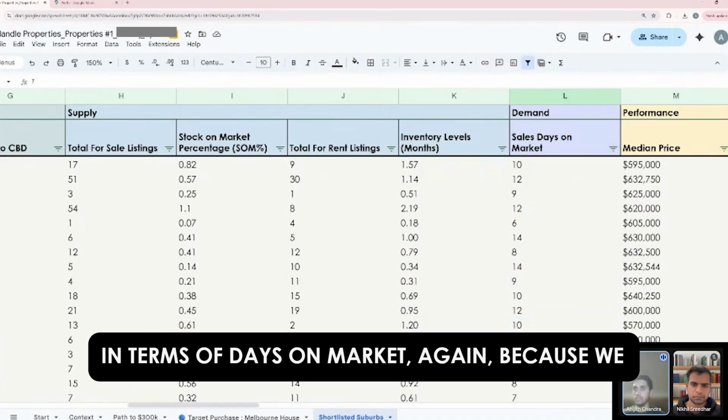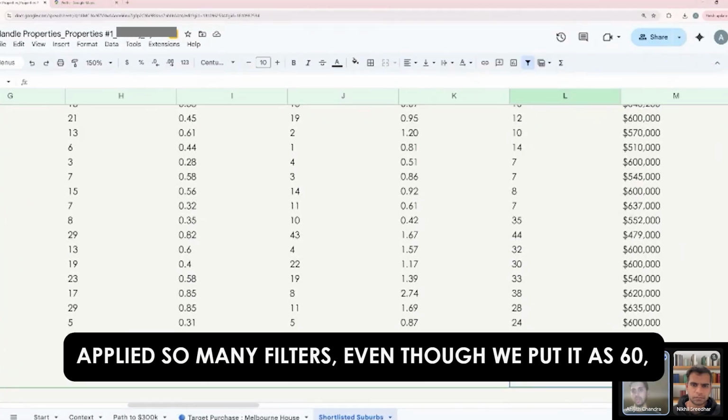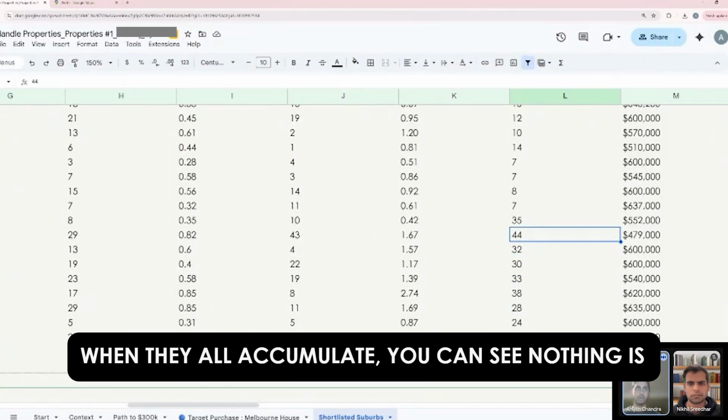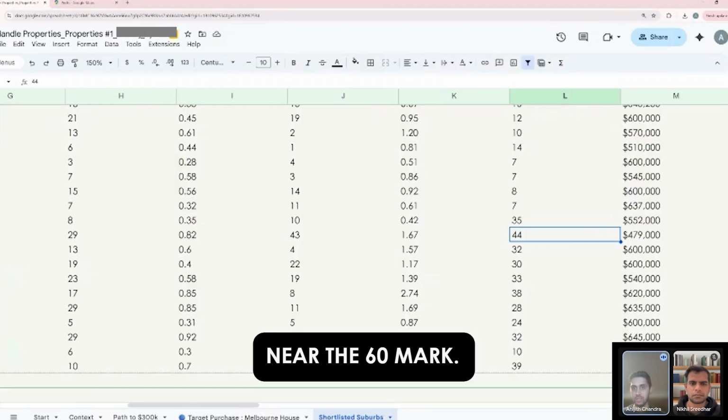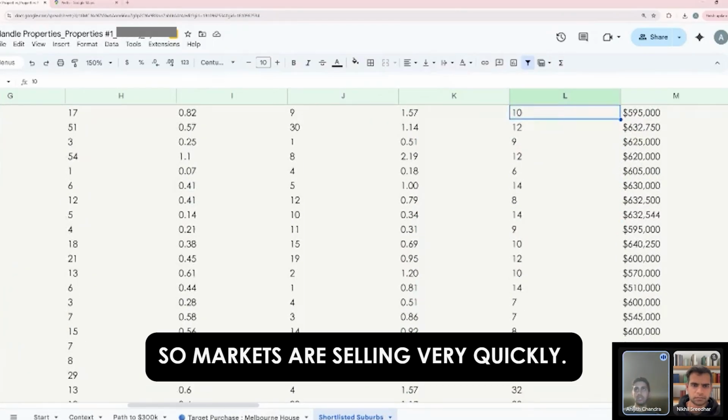In terms of days on market, again, because we applied so many filters, even though we put it as 60, when they all accumulate, you can see nothing is near the 60 mark. The highest days on market is 44 in one of these areas. So all markets are selling very quickly.